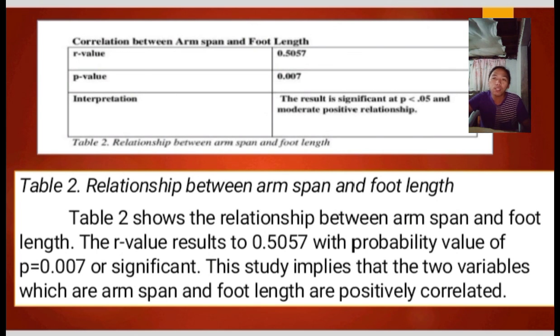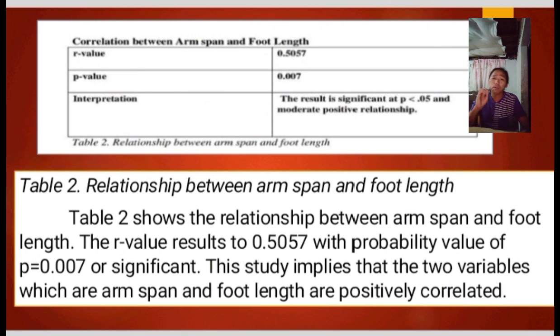As you can see in the table, for the correlation between the arm span and foot length, our r value is 0.5057, and our p-value is 0.007. To interpret this, we set our significance level to 0.05, and the result is significant since p is less than 0.05, with a moderate positive relationship.